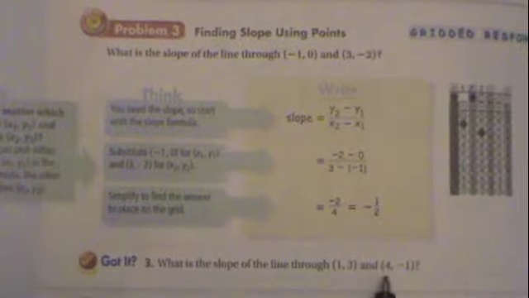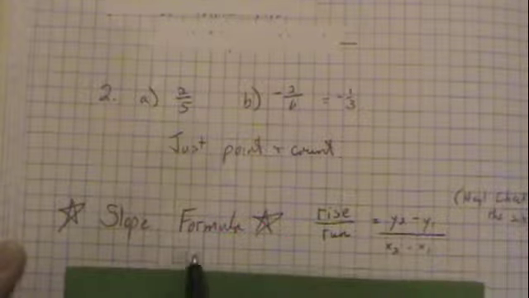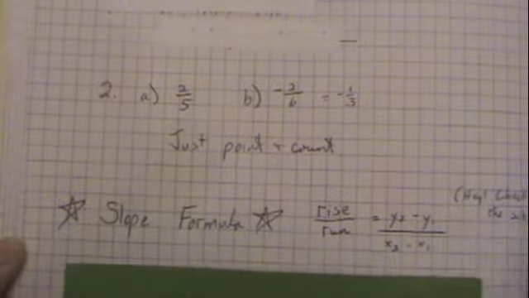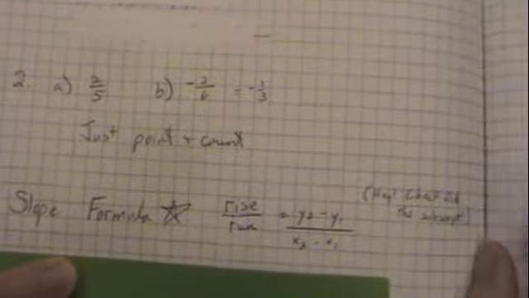Try it yourself. They give you 2 points, (1, 3) and (4, -1). Write down the formula. See if you can find the slope. All right, you need to have this slope formula written in your notebook, although by next week you'll have it memorized in your brain forever and ever.